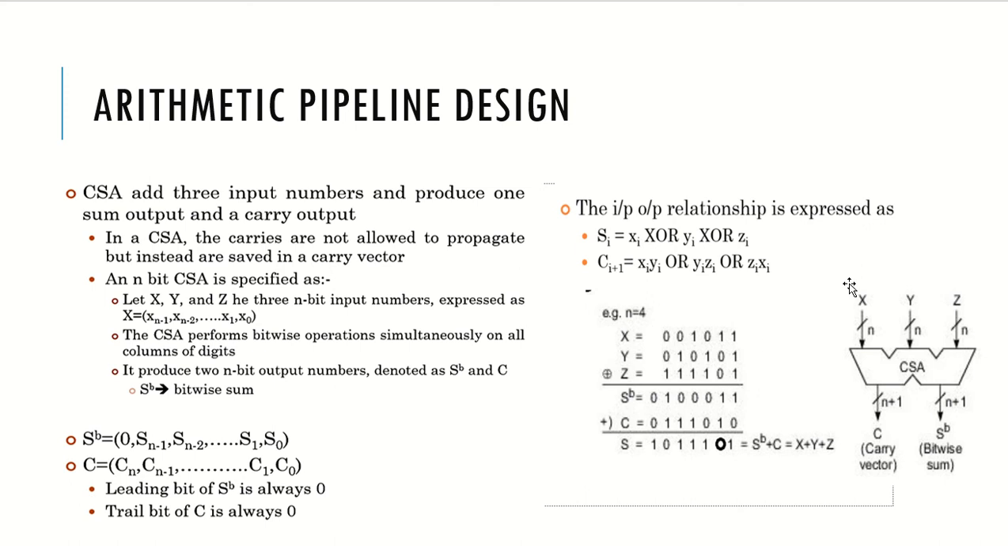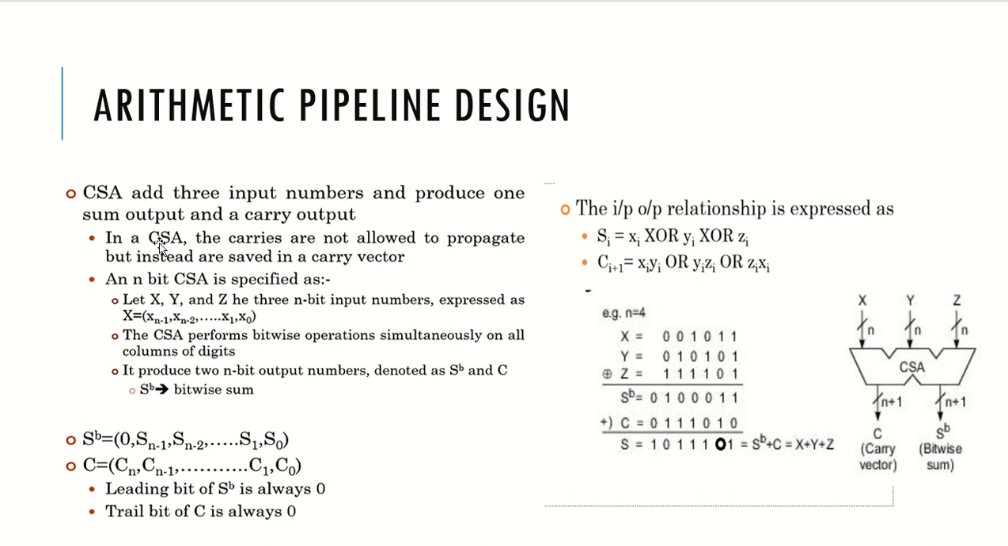So here you can see that in the case of CSA, it has three inputs. All the inputs are of n bits, and you can see the result has n plus 1 digits, where n plus 1 stands for the final carry that may emerge. So this is the pictorial representation, and this is the explanation for the same. You can see the leading bit of the sum will always be a 0, and the trailing bit of the carry will also always be a 0. Okay, so this is it.